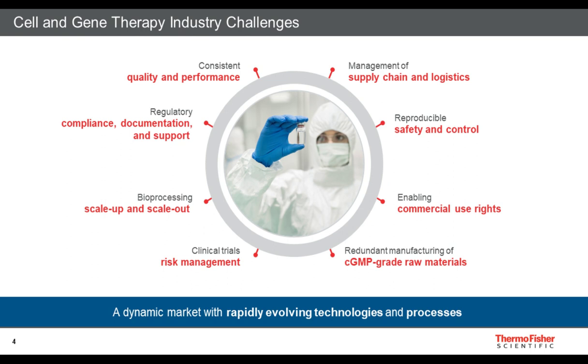So as you know, the cell and gene therapy industry has a number of challenges that we're facing. There's management and supply chain and logistics, how you can reproducibly perform your safety and control, enabling commercial use rights, having redundancy in your manufacturing, and making sure that your raw materials are cGMP grade. There's clinical trial risk management, bioprocessing. How can you make sure that what you're doing in the lab at the bench now is something that can be scaled up and scaled out for clinical trials, making sure that you can produce enough, let alone for when it's commercial, if it goes that way.